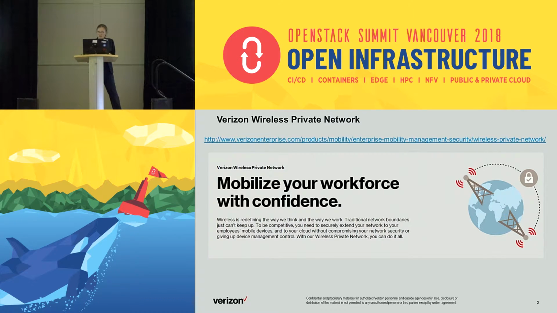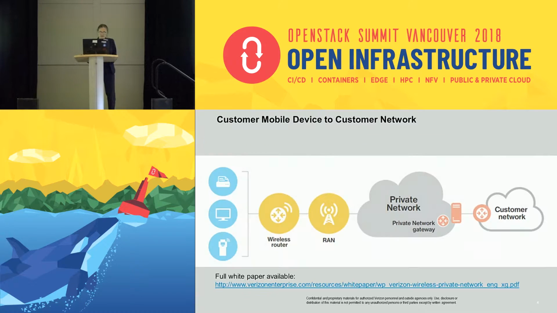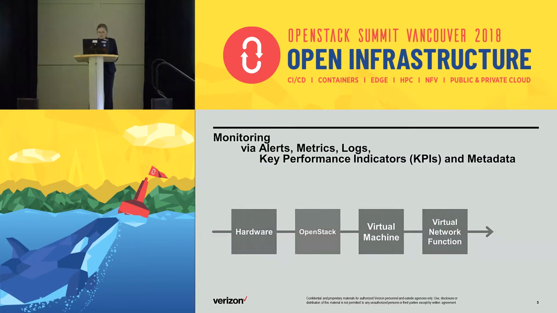So maybe the next question is, how do we support this? And what does a very simple high-level view of the architecture look like for this? We have maybe the cell phones of the employees of the company, and they communicate through a wireless router, through a radio antenna network, to the private network, and then finally to the customer network. So for this part here, the private network, what supports that? Well, since we're at an OpenStack conference, you may have already guessed that we've been moving more and more of that to OpenStack virtualization.